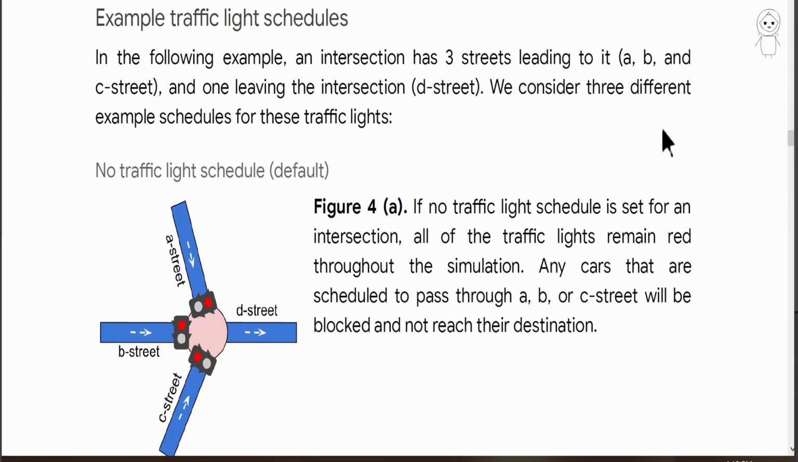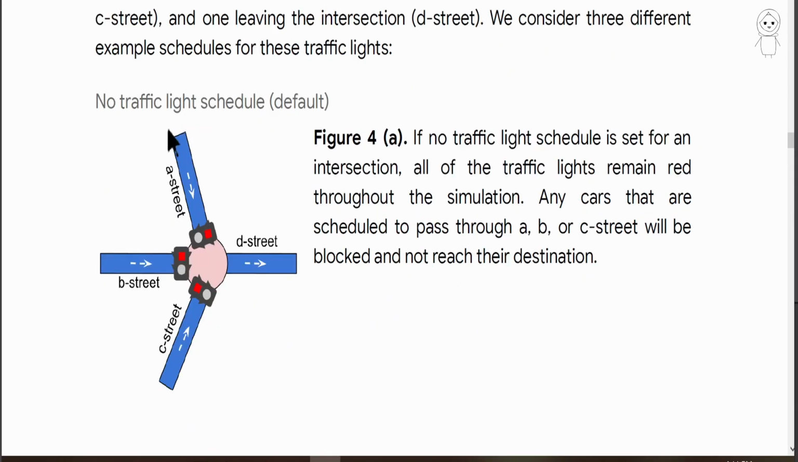In the following example, an intersection has 3 streets leading to it. A, B, and C all lead to the D street. So we have 3 going to the intersection and 1 coming out of the intersection, which is D street. We consider 3 different example schedules for these traffic lights. It says no traffic light schedule, default. So in the program, if you don't do anything, it means all the traffic lights are red and no car gets to go. Figure 4.